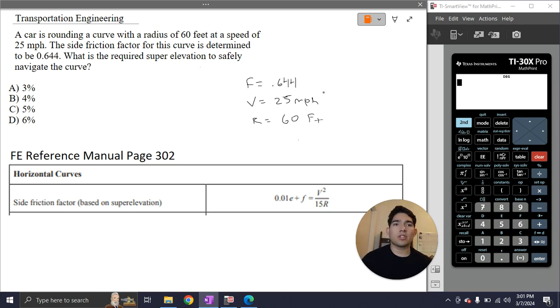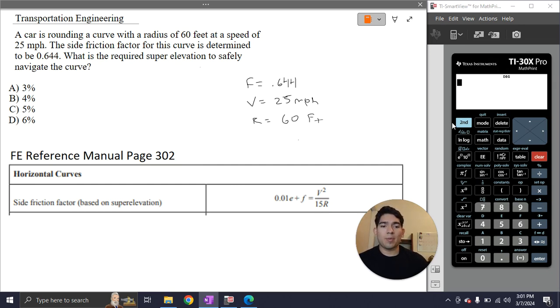And one thing about this formula is that you don't need to do any conversions. You plug in the numbers in miles per hour for the design speed, and you can keep the radius in feet. The formula is designed that way. You don't need to worry about any conversions. So now that we have all of these parameters, we just need to solve for the super elevation.